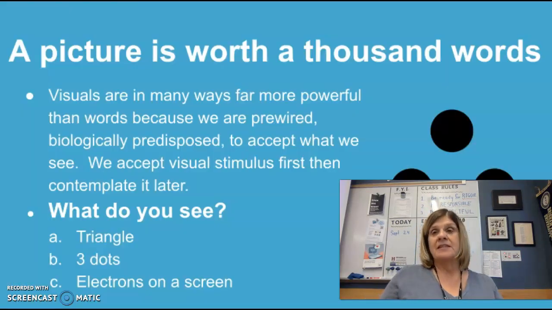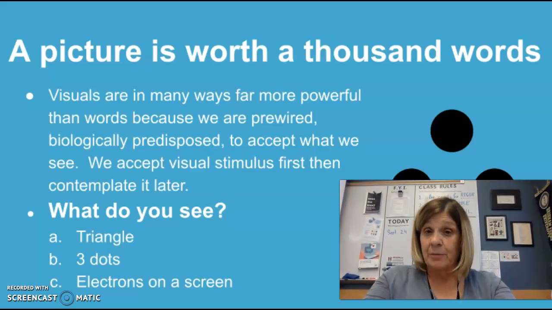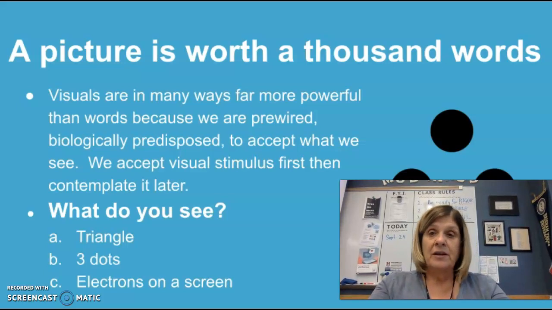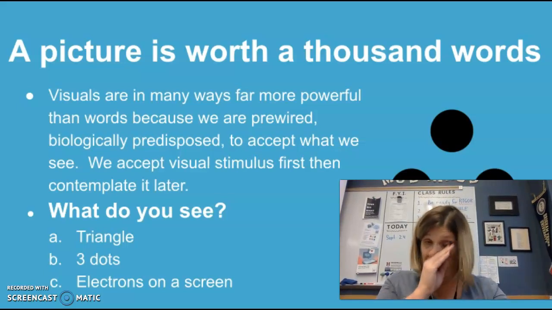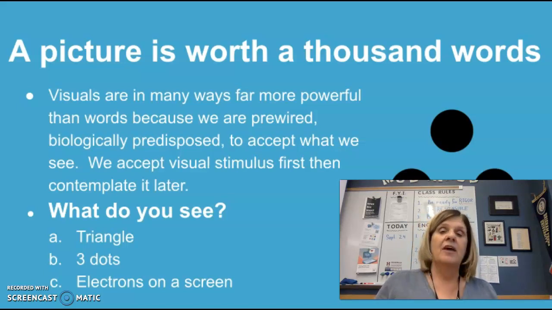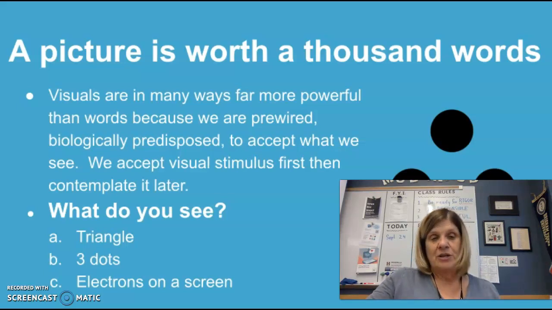For the main part of class today, we're going to talk about the power of an image. I use this first slide to just illustrate a point that when you first look at the slide, you see one of 3 things. Most people will see 3 dots. Some will see a triangle because they put the 3 separate pieces together as one unit. Other people see what it is literally, electrons on a screen. So even though we're looking at the same thing, we're kind of pre-wired to see things differently.